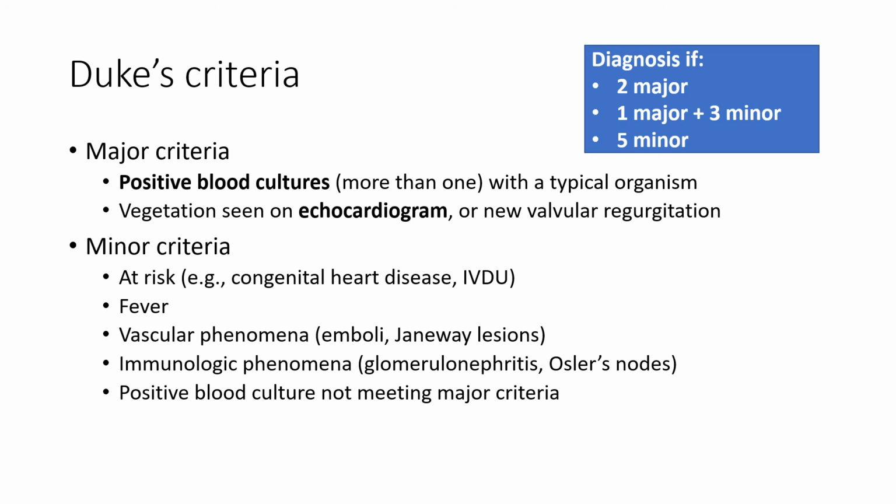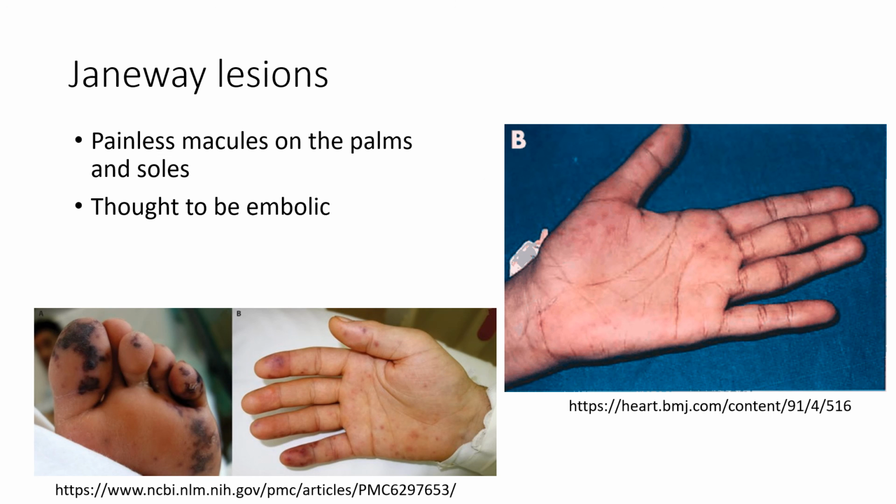The diagnosis is considered made if you have both major criteria, right? So if you have positive blood cultures with a typical organism and a vegetation on echocardiogram, then you have endocarditis, end of story. It can also, if you have one major criterion and 3 minor criteria, it's also considered endocarditis, and if you have all 5 of the minor criteria, then that's also considered positive for endocarditis.